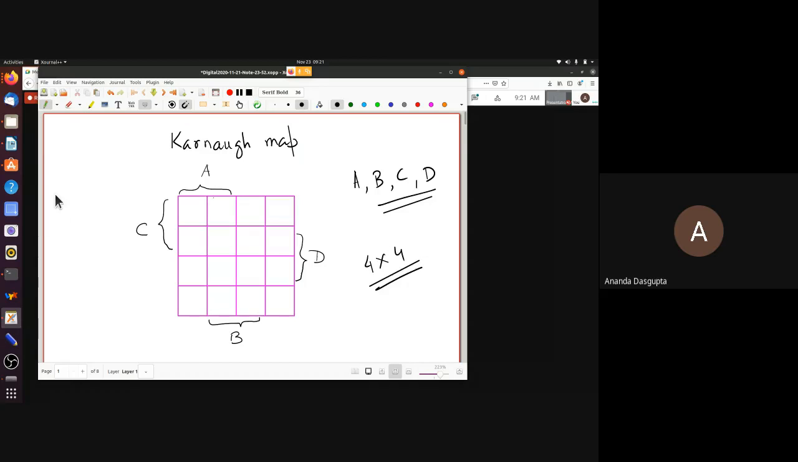With 3 variables, for example, if we had a 3 variable scenario, A, B, C, that would have been 8 possible inputs, and that's usually portrayed as a 4 by 2 map. By the way, it's usually called the Karnaugh square, even when it's not a square. So the 4 by 2 rectangle is also often called a Karnaugh square.